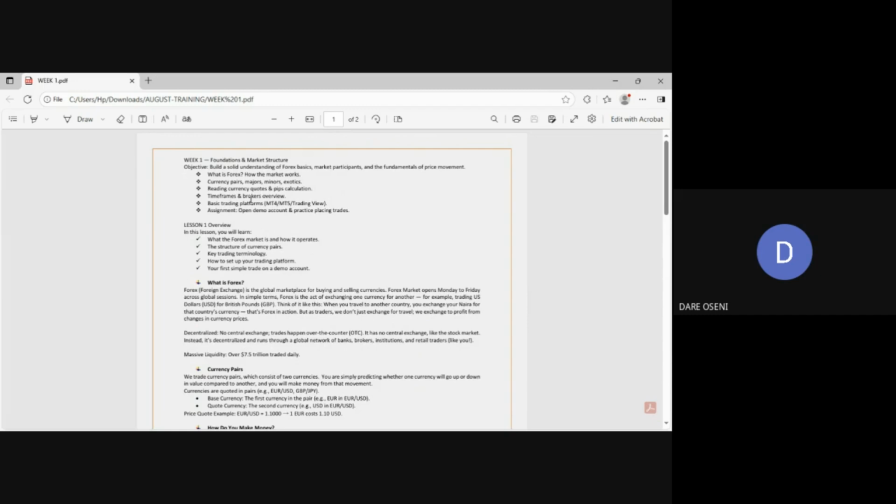We are all participants in forex trading. Everyone is participating, but there are some people that are taking it as a business, as I explained. Those are the banks, the brokers, big institutions like hedge funds, and retail traders like me and you that want to make profit from this. So forex trading has massive liquidity. About $7.5 trillion is being traded per day.